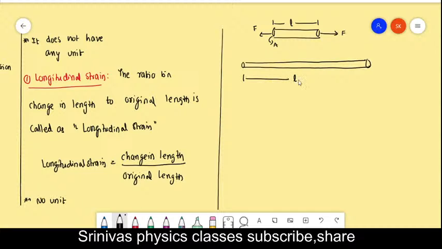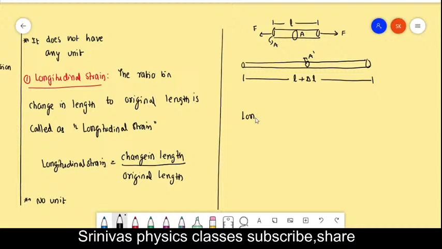Then the wire will become like this. Length is now L plus delta L. That means its length is increased, and its cross section is decreased. You see here, this cross section is A dash. Now this A dash, the new cross section, is less than the original cross section. The original cross section is A. Due to the stress, its length is increased. Its dimension is changed. Length is changed.